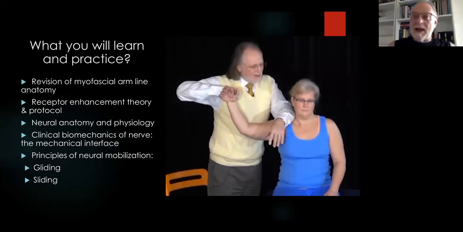We're going to do something called receptor enhancement theory and protocol, and that's the use of modified muscle energy technique to use a very low load contract relax using the humerus or the femur to affect the lumbar or thoracic spine. And that allows, when we want to do a slump test, if we want to do a forward bend, a little more room for the spinal articulatory motion to be more compliant. We'll look at neural anatomy and teach you very quickly, very simply, understanding the clinical biomechanics of the nerve, which is called the mechanical interface. And then the principles of neuromobilization include gliding and sliding.